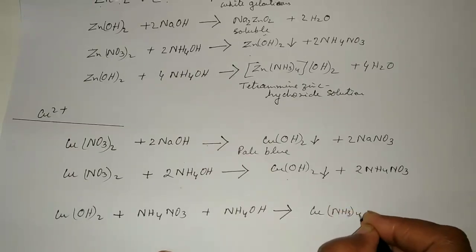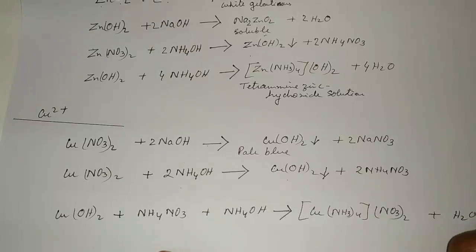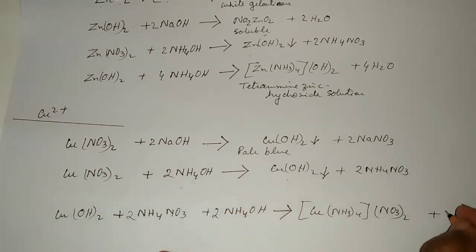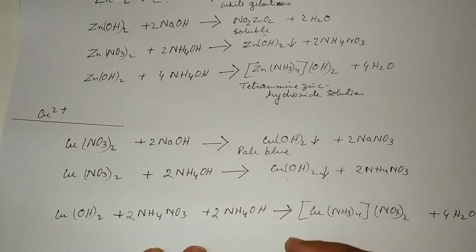tetraamine copper nitrate plus water. We balance it. There, and the pale blue precipitate dissolves to give inky, or you can even say deep blue coloration, that is deep blue color solution. So you don't have precipitates anymore. You have turned the precipitates into solution, but the color is deep blue, or you can even say inky blue. It's a complex salt, but soluble.